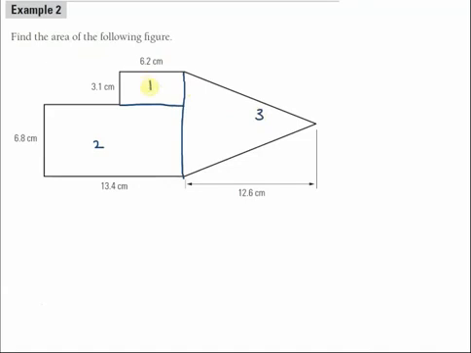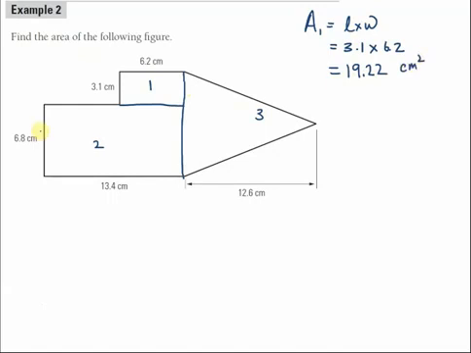Now, area 1 is a rectangle, so area 1 equals length times width, equaling 3.1 times 6.2. I'll whip that on the calculator just so we get the value. 3.1 times 6.2. It's there on your sheet, but it's good to understand how they get these values. Equaling 19.22. We're going to leave the units. Again, it's centimeters by centimeters, so it's going to be centimeters squared.